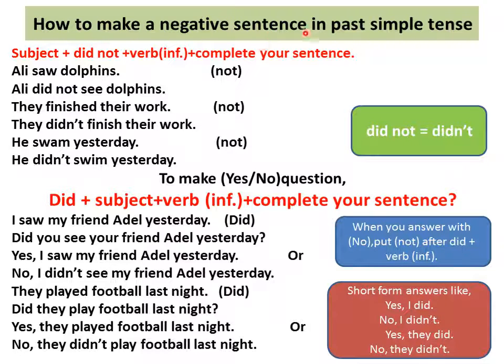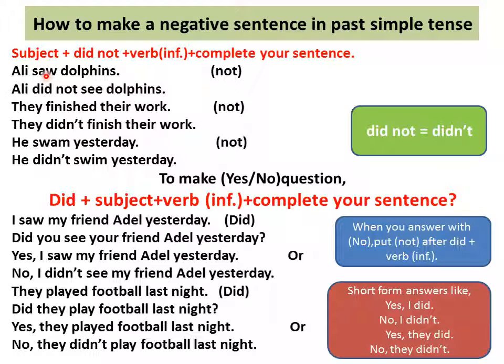How do we make a negative sentence in the past simple tense? Just start with the subject, then did not, then put your verb in the infinitive, then complete your sentence. Example, Ali saw dolphins. Don't forget that we changed saw.